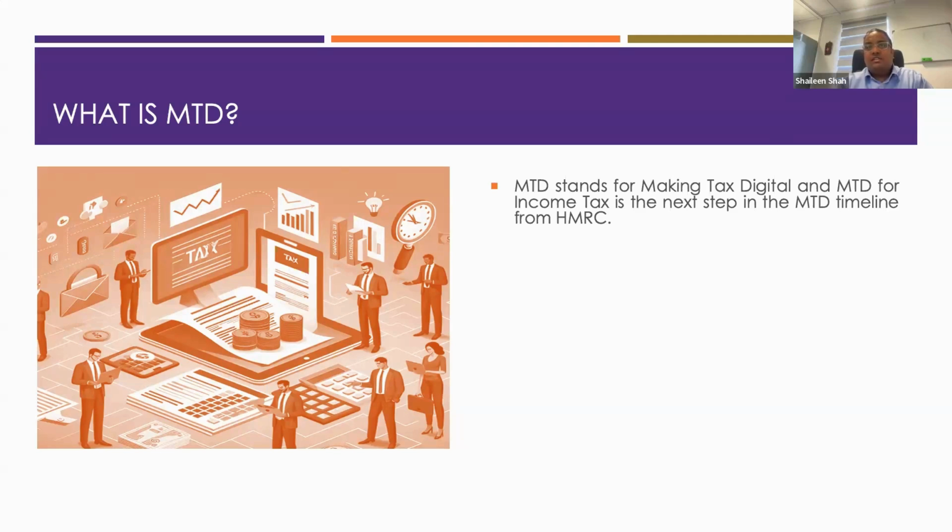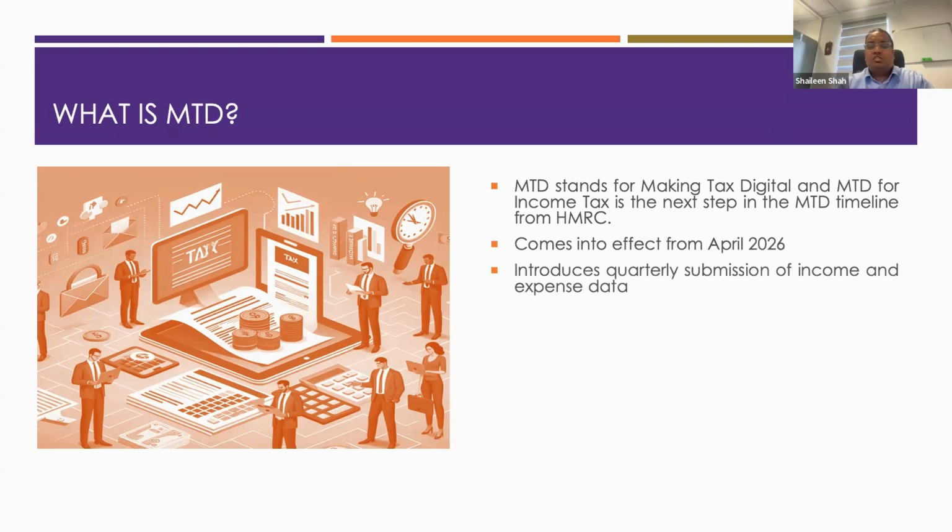So we've had MTD for VAT, which has been going on for about 6 or 7 years now. And this is the next step, which is coming into effect from 6th of April 2026. That's in a year's time. And it introduces quarterly submissions of income and expenses data to HMRC. Who does it affect? Well, it's mandatory for those with qualifying income of over £50,000. So that's income, not profits, turnover of £50,000 or more.